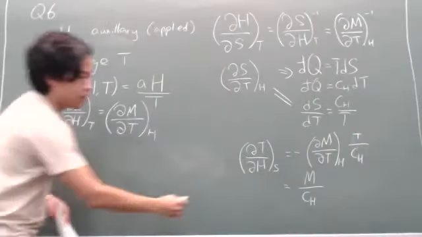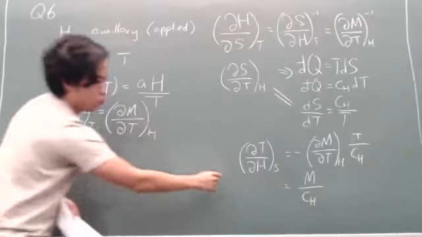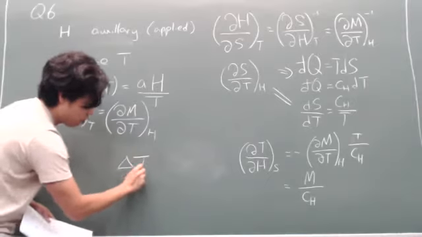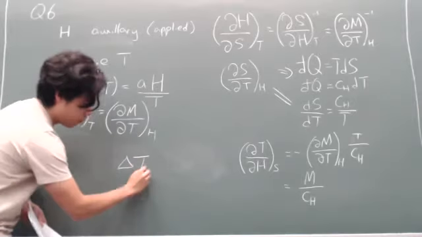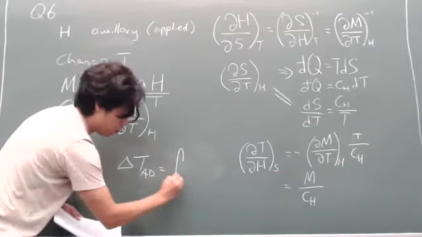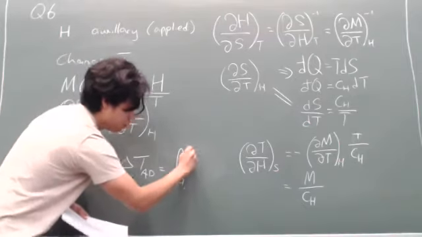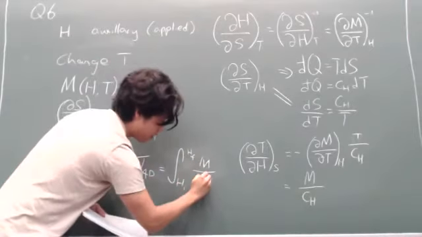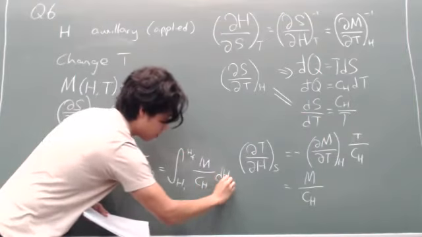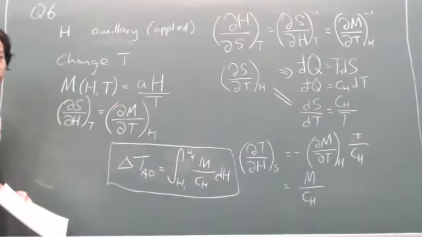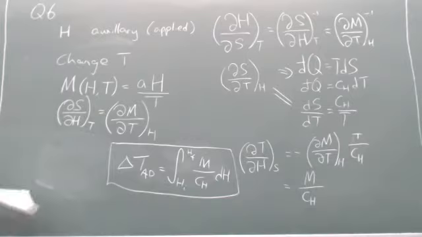Okay, so anyway, now we just want to solve this differential equation. So we just integrate over h. So you get the change in temperature going from some temperature to another temperature adiabatically is given to you by the integral from the initial field to the final field of m divided by ch dh. And this is a well-known expression for magnetic refrigeration. And that's the answer for this.